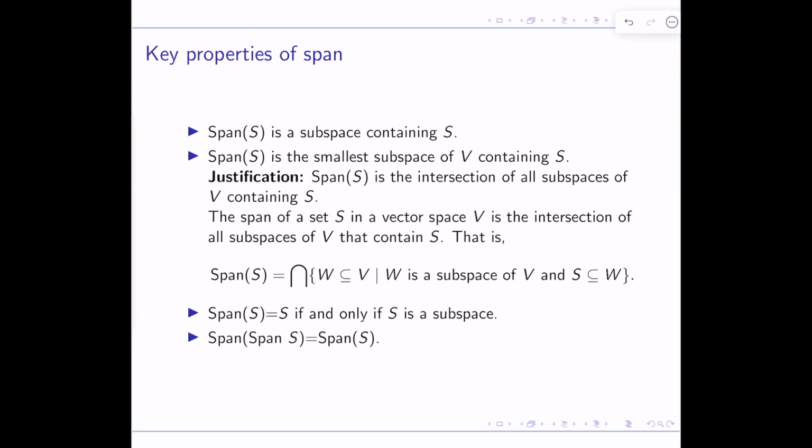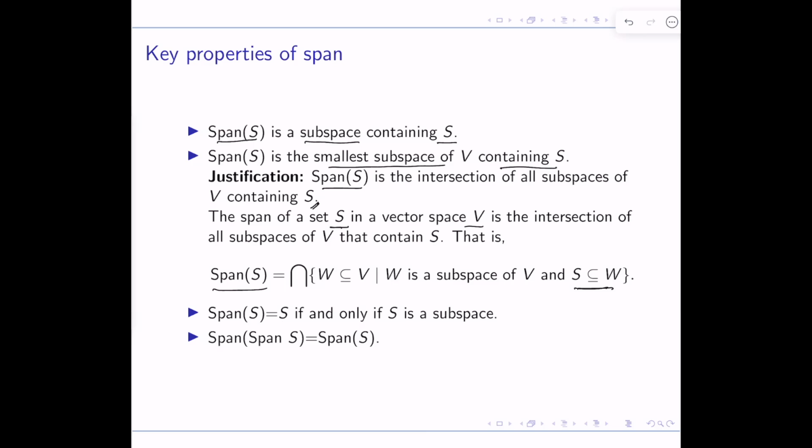Now let us see some key properties. Span is a subspace containing S. Span is the smallest subspace of V containing S. How can you justify that the span of S is the intersection of all subspaces containing S? Take S as a set in a vector space V, and take W as a subspace of V such that W contains S. Then you collect all such subspaces, and when you take the intersection, it becomes the span of S.